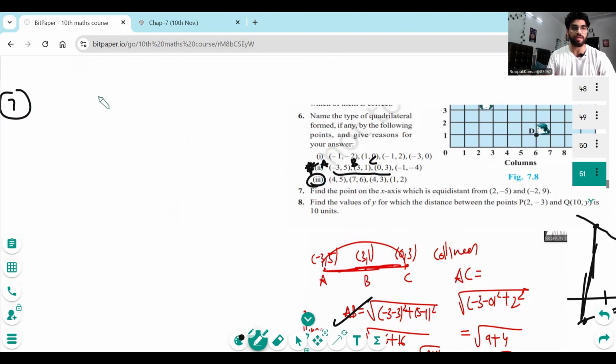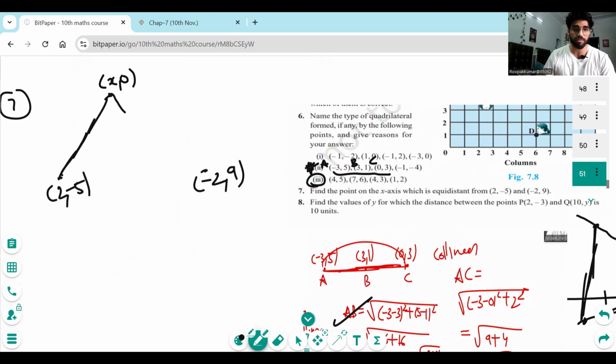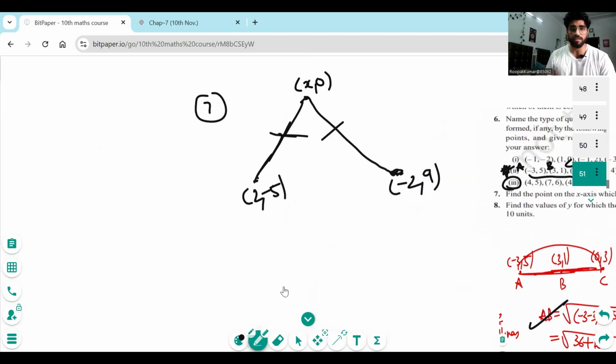Find the point on the x-axis. All the points on the x-axis have y as 0. Okay. And there are 2 points, 2 comma minus 5, and over here minus 2 comma 9. Now it is equidistant from these 2 points. That means this is equal to this, equal distance. So that's pretty easy. Let's say this is A, this is B, and this is C. You know that AB is given equal to AC, right?